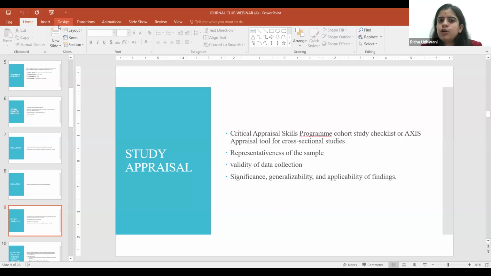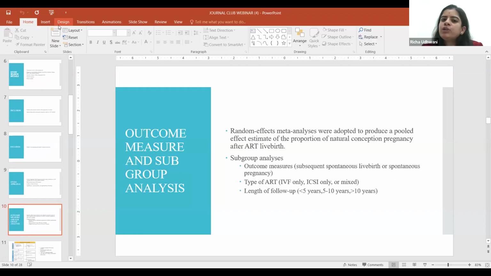Coming to the study appraisal, the Critical Appraisal Skills Programme cohort study checklist was used for the cohort studies, and the AXIS appraisal tool was used for the cross-sectional studies, to determine the representativeness of the sample, the validity of the data collected, significance and generalizability, as well as applicability of these findings. For the outcomes measured and the subgroup analysis, a random-effects meta-analysis was adopted to get a pooled effect estimate of the proportion of natural conception pregnancies after ART live birth. The subgroup analysis was done for the outcome measures, the type of ART, and the length of follow-up.